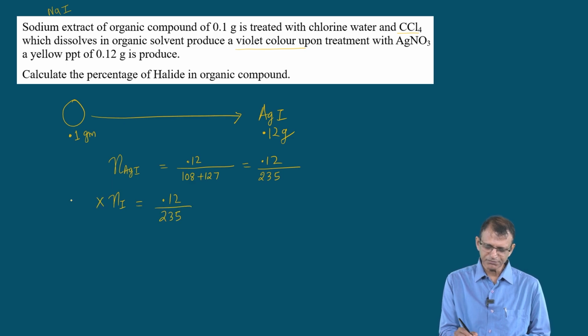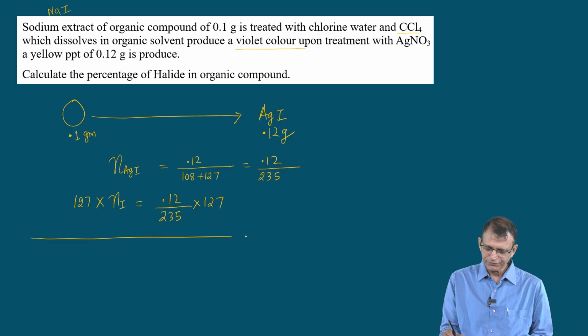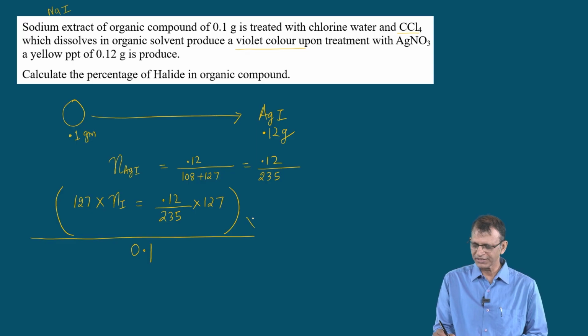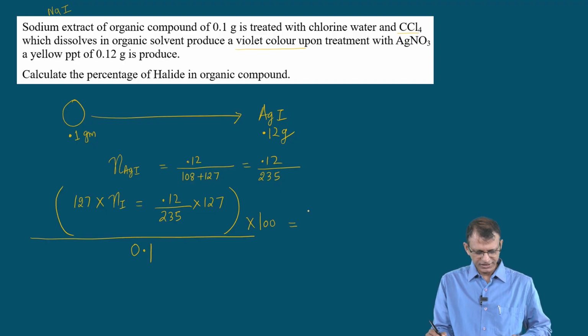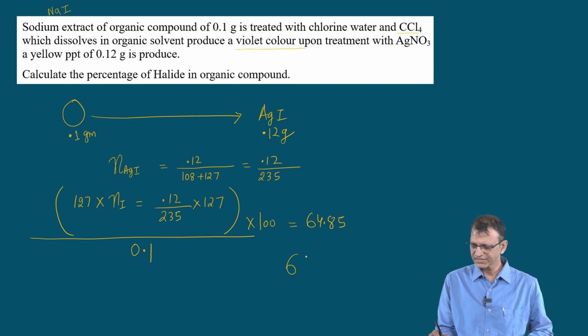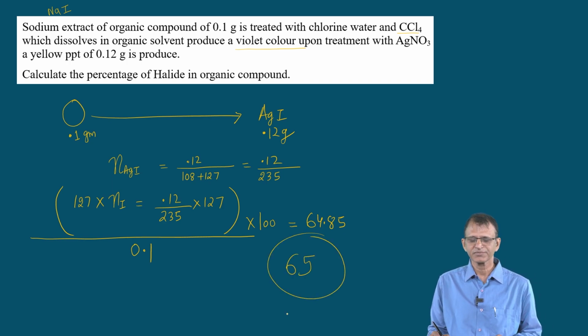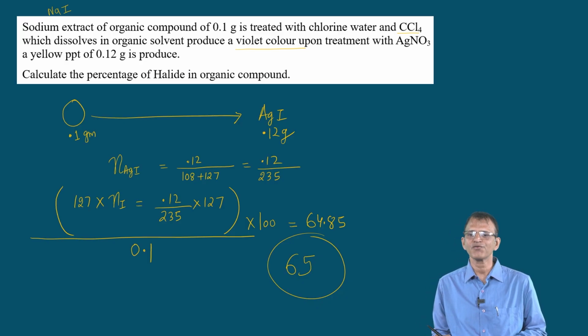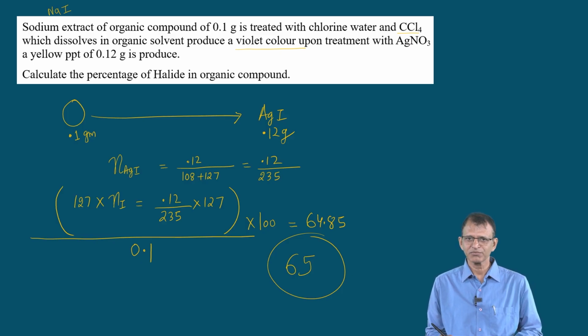if we multiply by the atomic mass of iodine, which is 127, we'll get the mass of iodine in the organic compound. And now we have to divide it by the mass of the organic compound, which is 0.1, multiplied by 100. If we simplify this, it comes to 64.85, and if we round off to the nearest integer, the answer should be 65. I think this year there are many questions from quantitative analysis of organic compounds. So thank you very much.